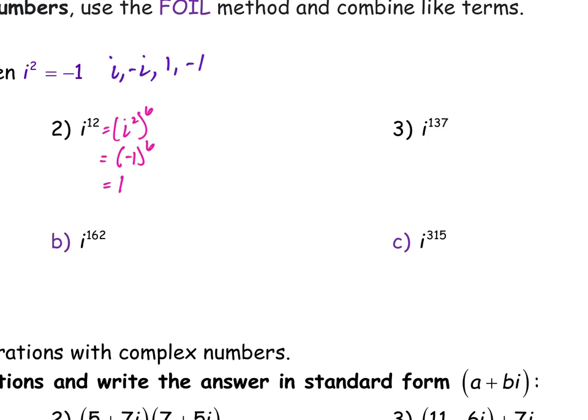So I'm going to take one i out and put the rest as i to the 136th power. Then I want to write that as an i squared. So how many i squareds do I have in 136? Whatever half of it is. Half of 136 is 68. So replace that with negative 1 to the 68th power. What is that? Because it's an even power, it's 1. So this means this equals i. Done. Okay, you guys try it now.